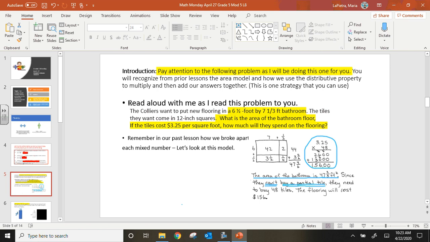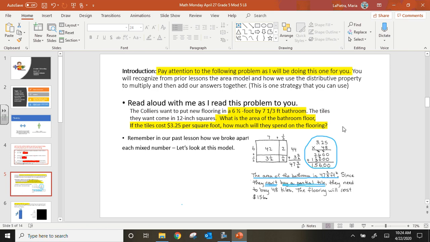Are you ready? The Colliers want to put new flooring in a 6.5 foot by 7 1/3 foot bathroom. So these are the dimensions for their bathroom. 6.5 by 7 1/3. The tiles they want come in 12-inch squares. What is the area of the bathroom? If the tiles cost $3.25 per square foot, how much will they spend on the flooring?